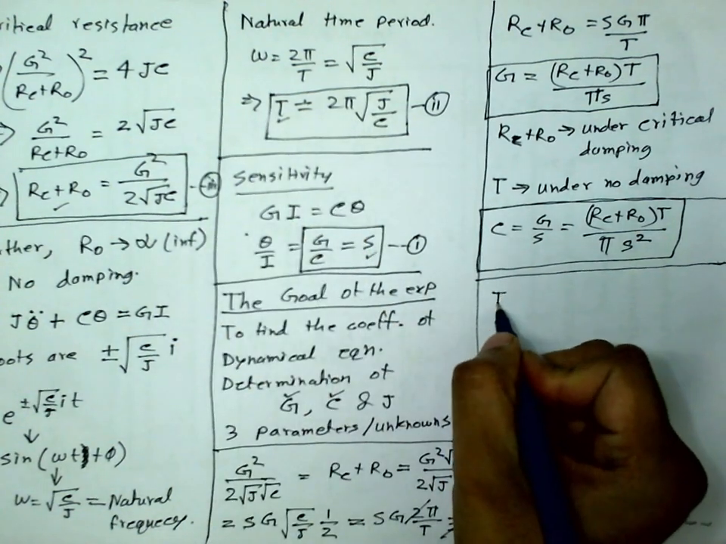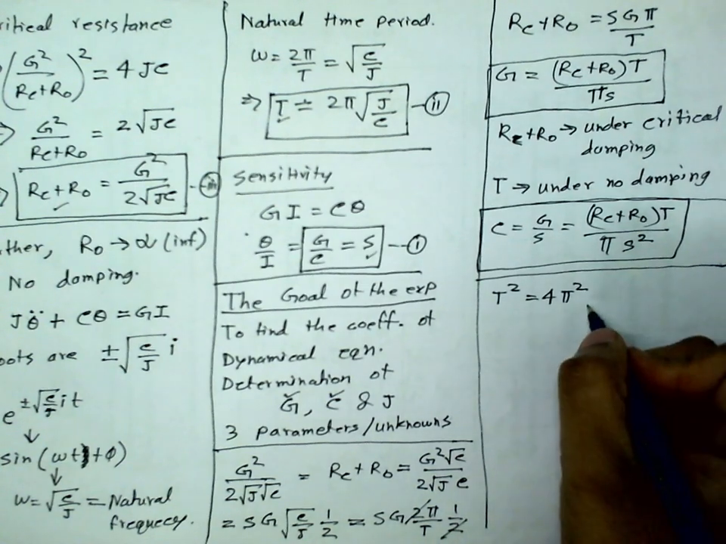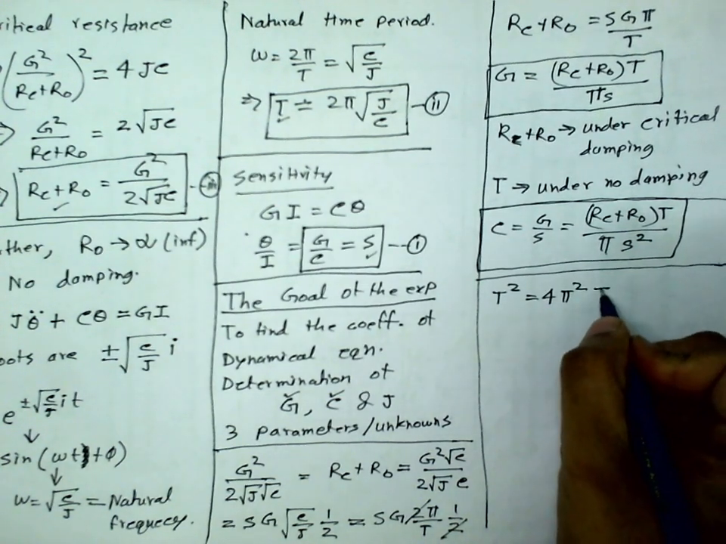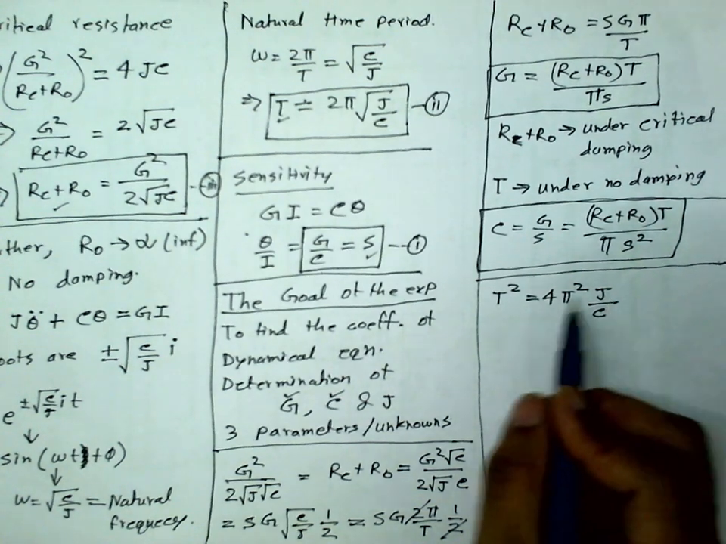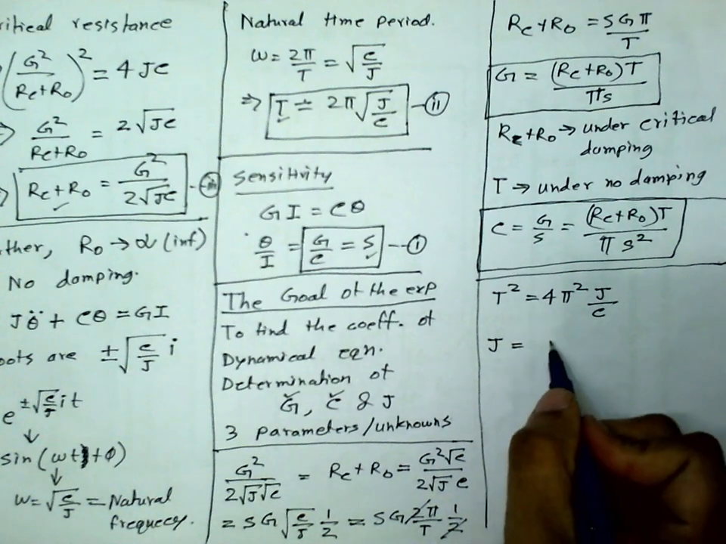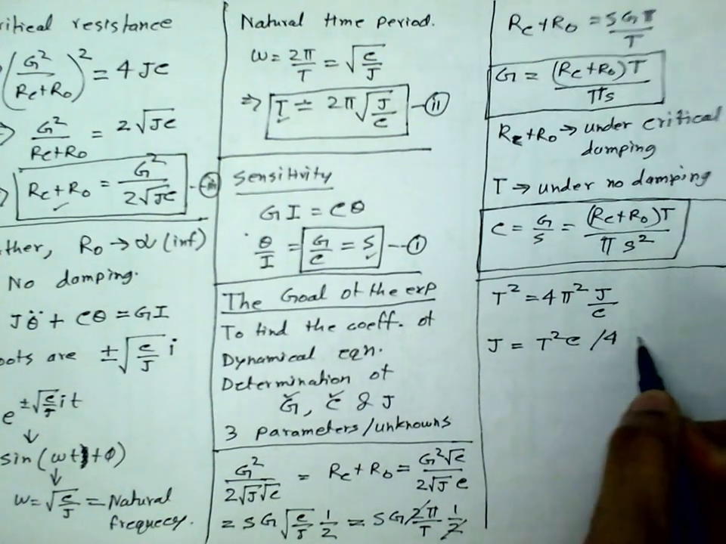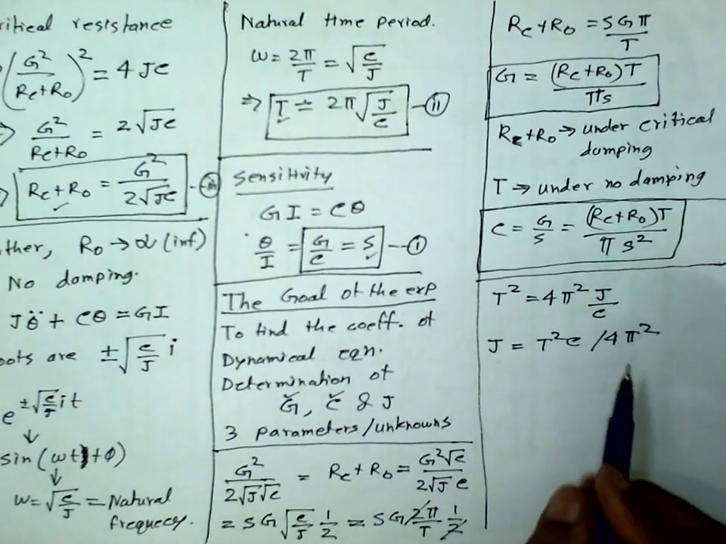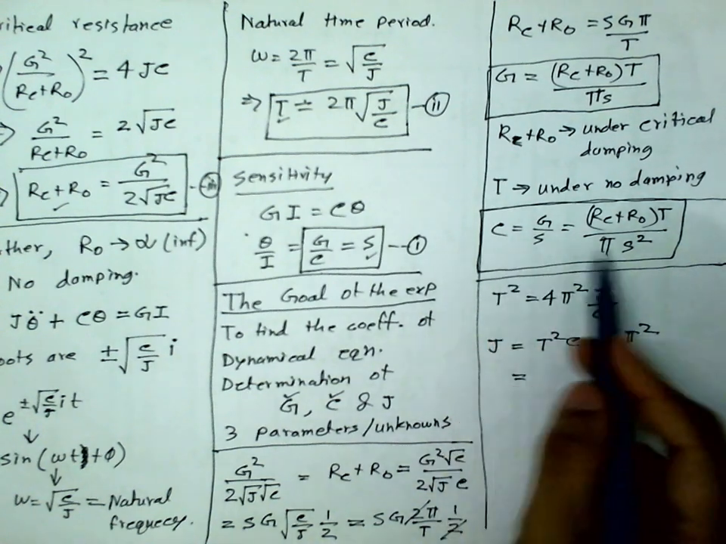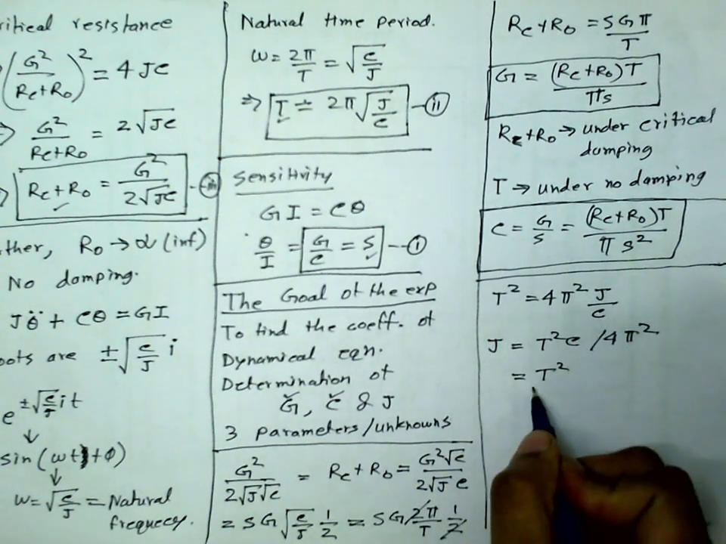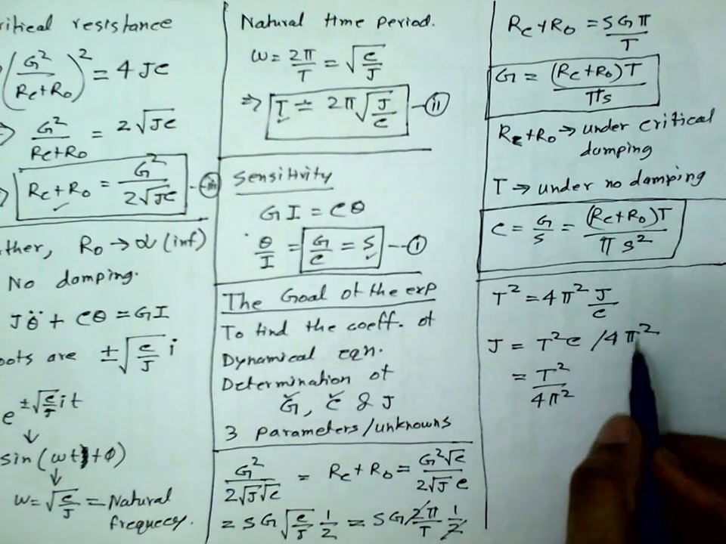So this will become T square is equal to 4 pi square J by C. Now C is known, J is the unknown, so let me write J as T square C whole divided by 4 pi square. T square C by 4 pi square. Now C is already resolved, so I will put the value. So T square by 4 pi square as it is, and C I put the value from here.